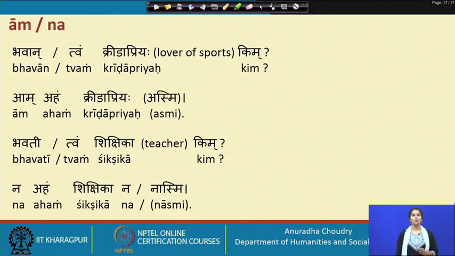So the yes or no in Sanskrit is am or na. So if the question is bhavan or tvam krida priyaha kim, and if yes, he would say am, aham krida priyaha. If it's a lady, you would ask bhavati or tvam shikshika kim, and the answer is na, aham na shikshika or aham shikshika nasmi.